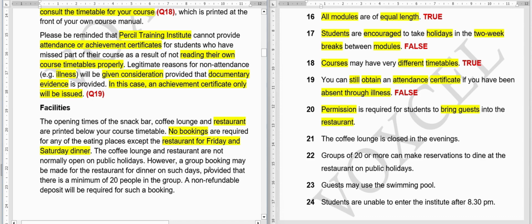The coffee lounge and restaurant are not normally open on public holidays. However, a group booking may be made for the restaurant for dinner on such days, provided that there is a minimum of 20 people in the group. A non-refundable deposit will be required for such booking. Okay, so this is the location of our answer. You will have around 10 seconds to tell me the answer, and the time starts now.